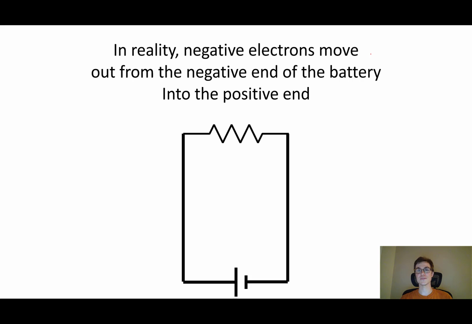History's kind of stupid. In reality, electrons move out of the negative end of the battery. They go through, and they end up at the positive end. Because electrons are negative, they come from the negative end of the battery. Like this. They would be moving counterclockwise through this particular circuit.